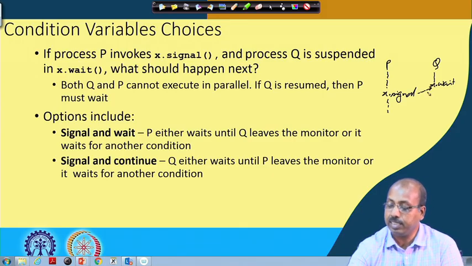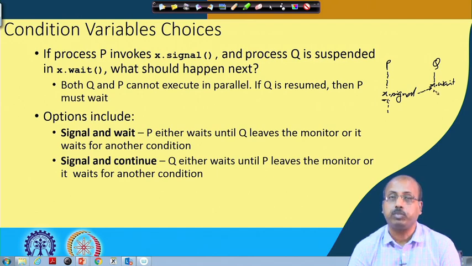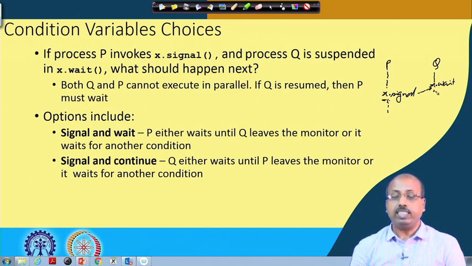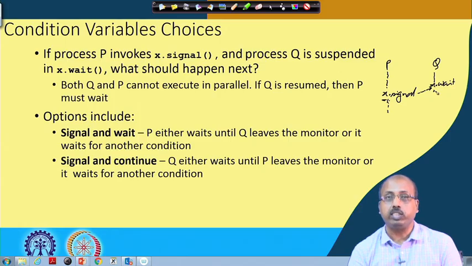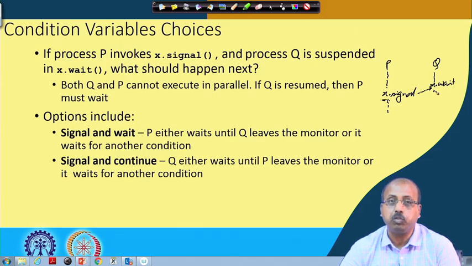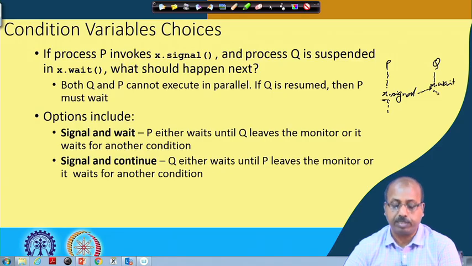Now, the situation is that P is executing at this point, Q is executing at this point, and both of them are inside the monitor. That is actually violating the monitor condition, that at one point of time only one process can be inside the monitor. So, I cannot have both Q and P executing in parallel. If Q is resumed, then P must wait. So, this must be satisfied.